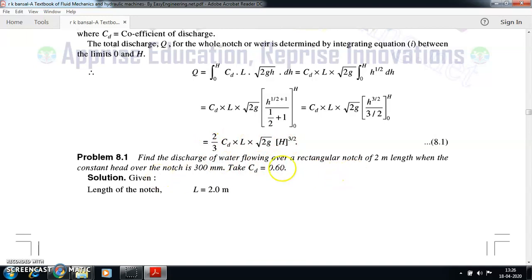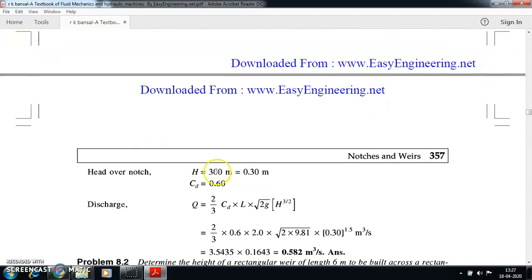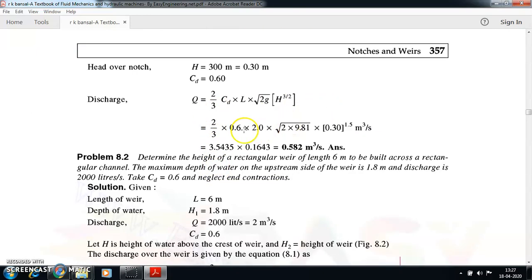So what is given in this particular problem? You need to find the Q value. CD value is given to you. I know the length of the rectangular notch, which is 2 meters. The head over the notch is 300 mm, so convert it into meters, SI unit. Just substituting in the given equation, you will get the discharge value, which is equal to 0.582 meter cube per second. It is mere substitution, nothing else.